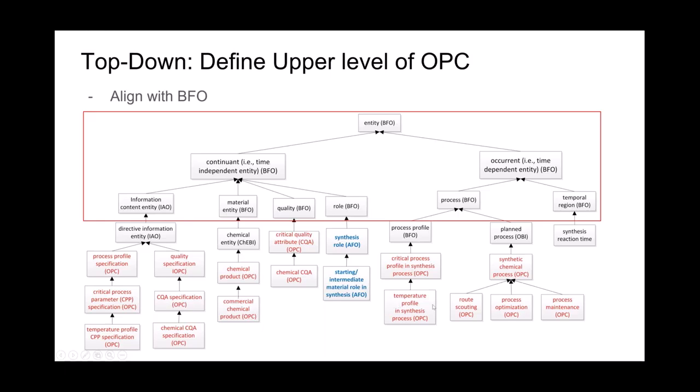But we also included some new OPC terms like the synthetic chemical process. You have three branches: route scouting, process optimization, and process maintenance. And then we are looking for process profiles, like a critical process profile in synthetic process, for example temperature profile. And then we can look for the quality and the information data, and we can put it all together.